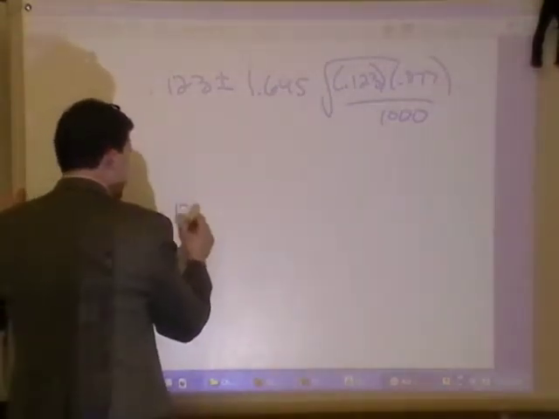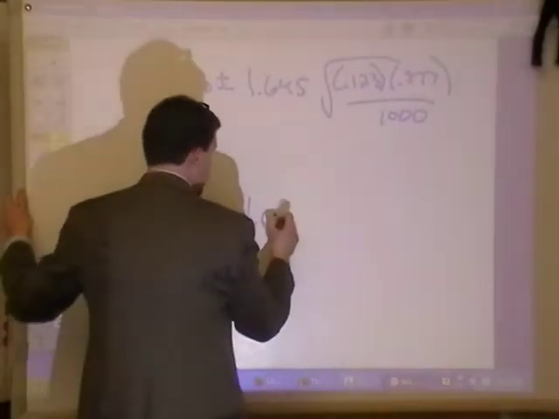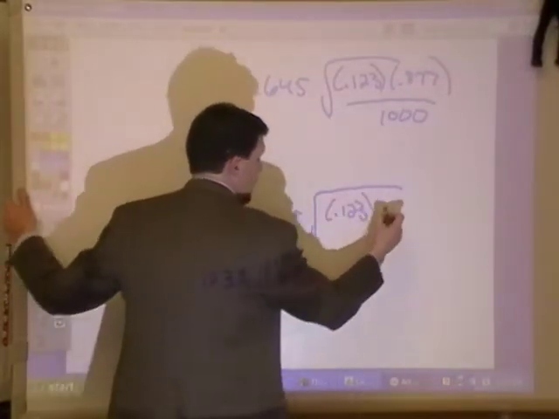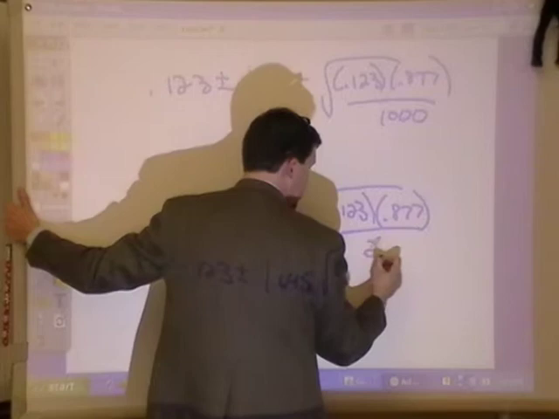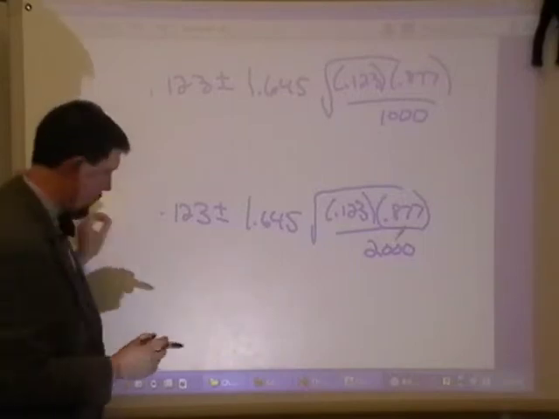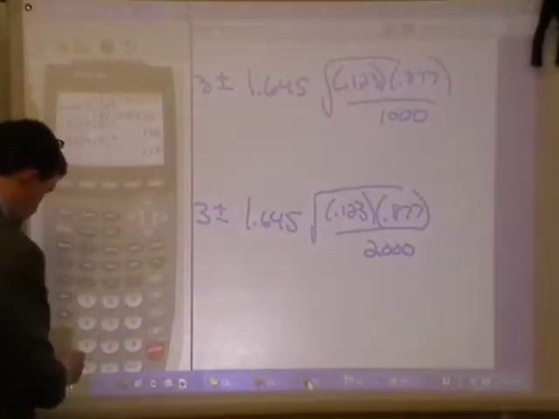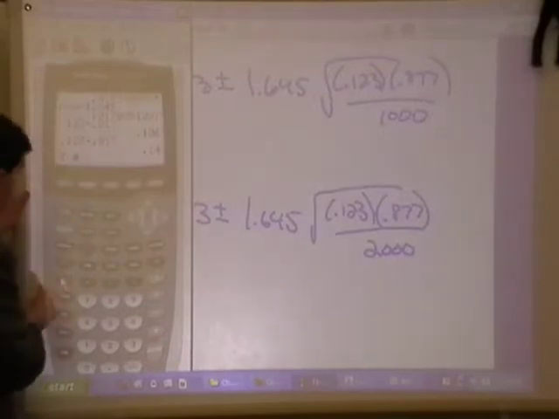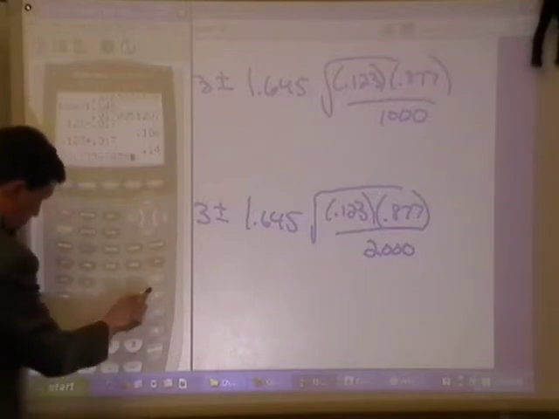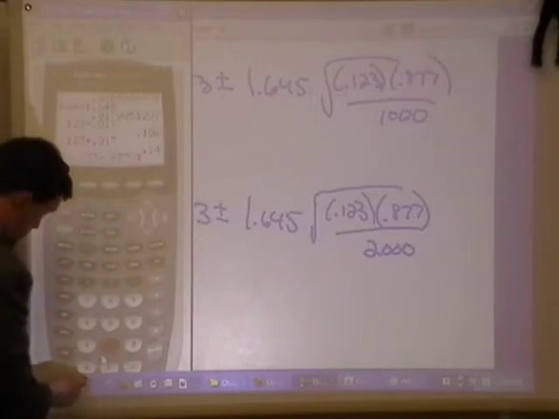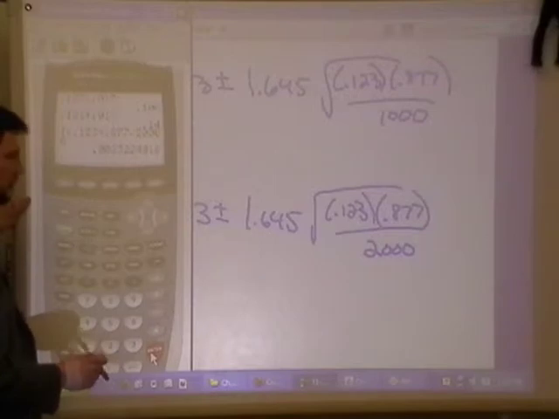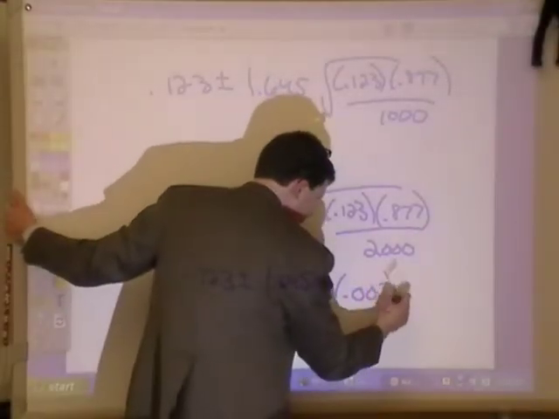So I'd have 0.123 plus or minus 1.645, same confidence, times the square root of 0.123, assuming that this is the same, 0.877 over 2,000. Okay? Now, let's find out what happens here. So let's grab the calculator, and we'll start off with the square root of 0.123 times 0.877 divided by 2,000, and I get a standard error of 0.002.